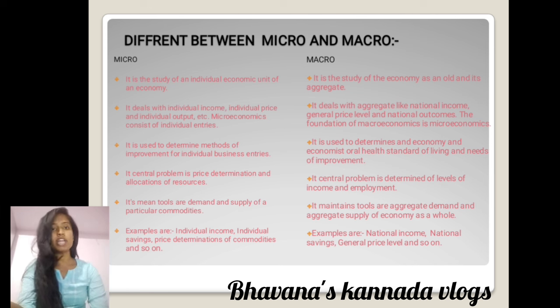Next, let us move to the examples of microeconomics. As I told before, individual income, individual savings, price determination of commodities, and some other examples which you can add. Next, macroeconomic examples: national income, national savings, general price level. This is the major difference between micro and macroeconomics. I hope you understood this slide also. Now let's move to the last slide.